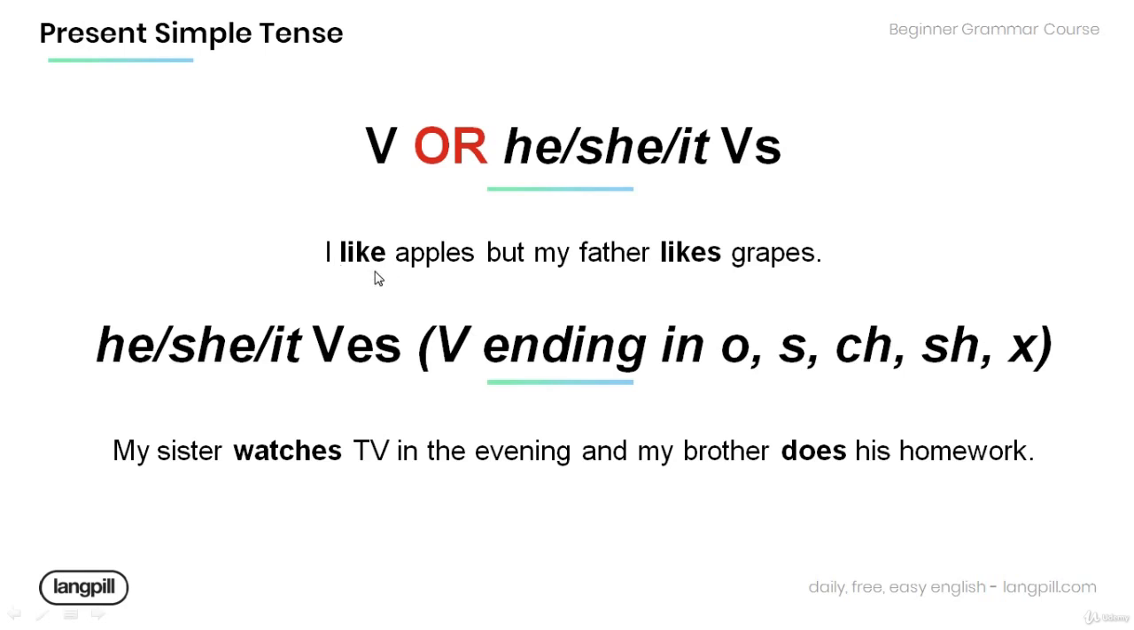But when the verb ends in O, S, CH, SH, or X, we add ES to the verb. For example, in this sentence, we have, my sister watches TV in the evening, and my brother does his homework. Note that we added es to the verb that ends in O and es to the verb that ends in ch.